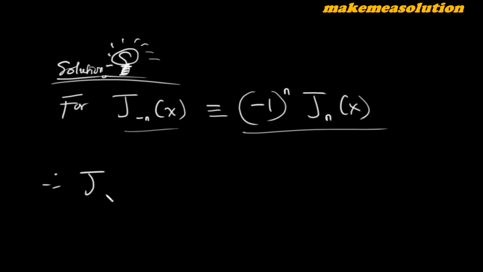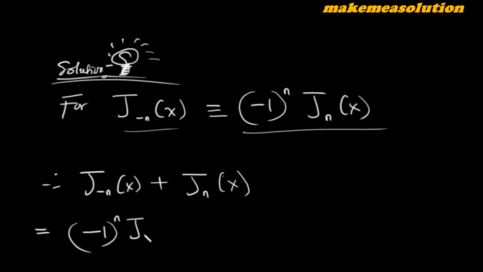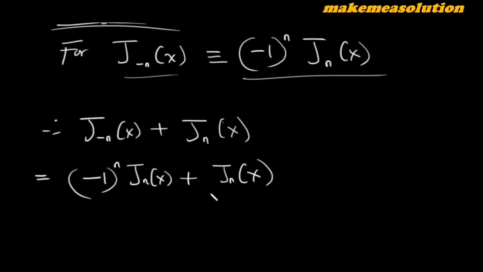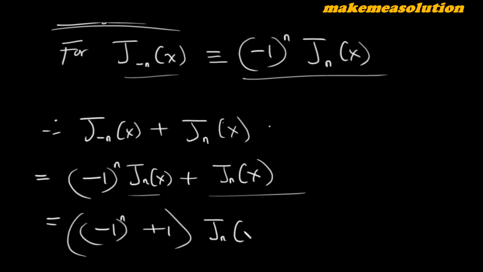So therefore J_{-n}(x) + J_n(x) becomes (-1)^n J_n(x) + J_n(x). If you factor out J_n(x), we now have ((-1)^n + 1) times J_n(x).